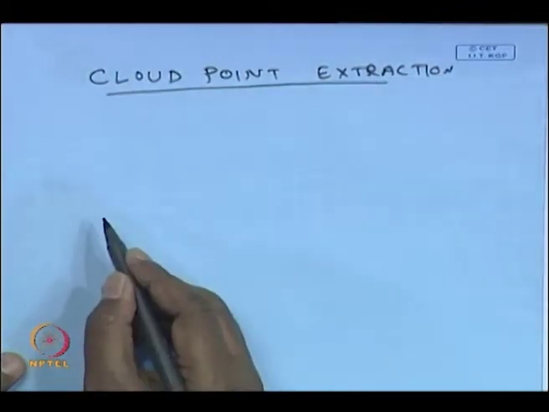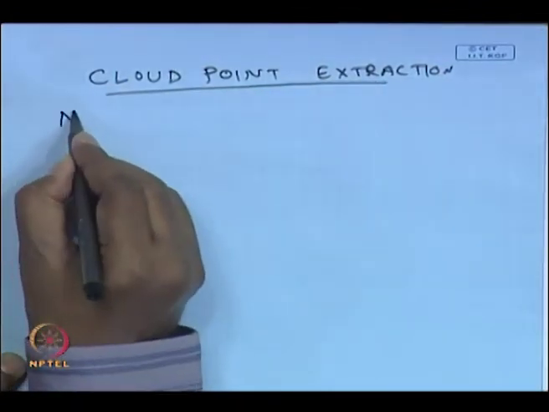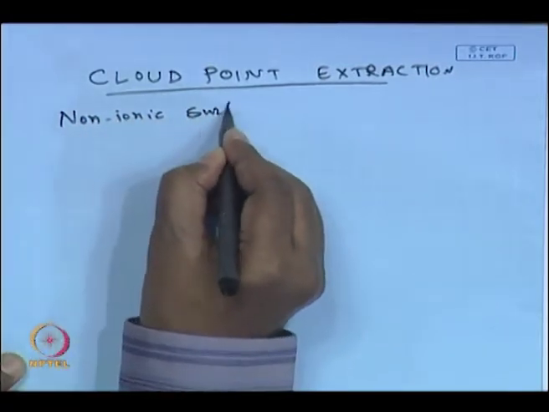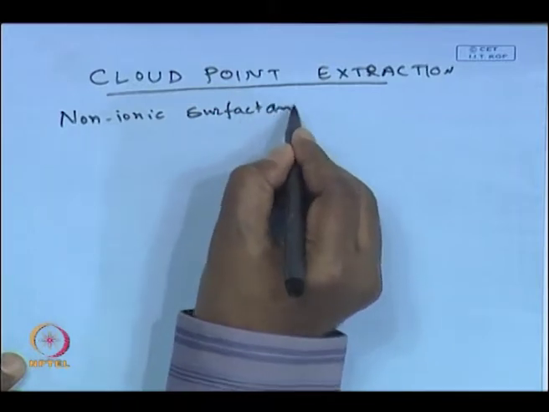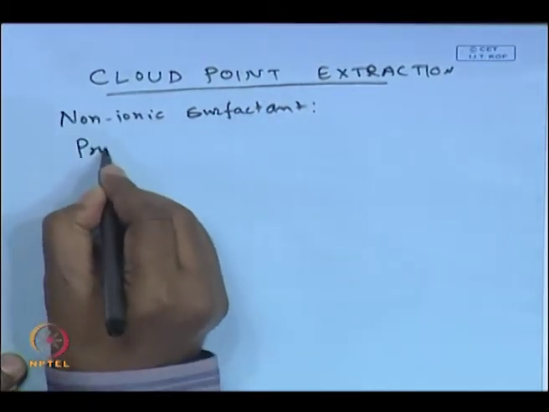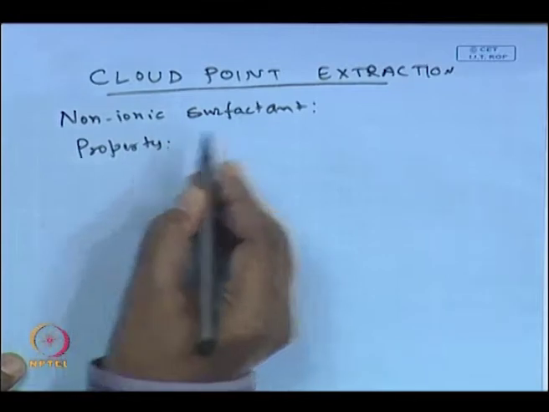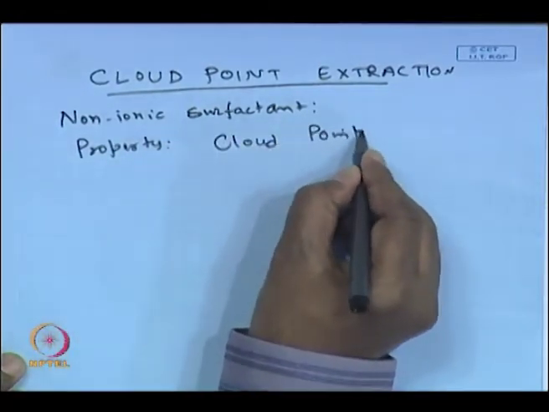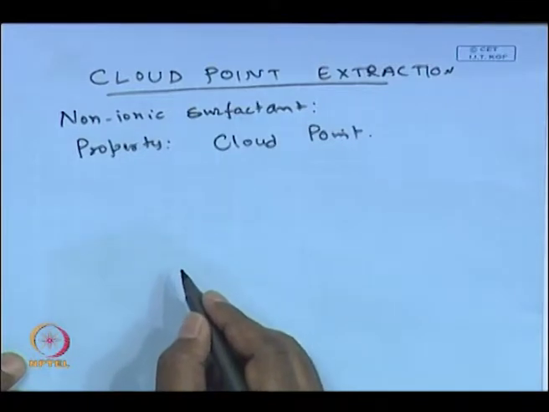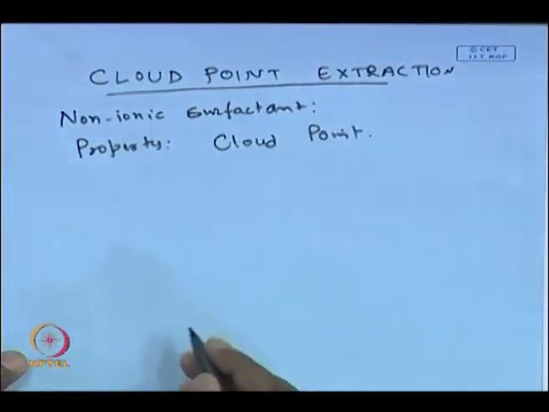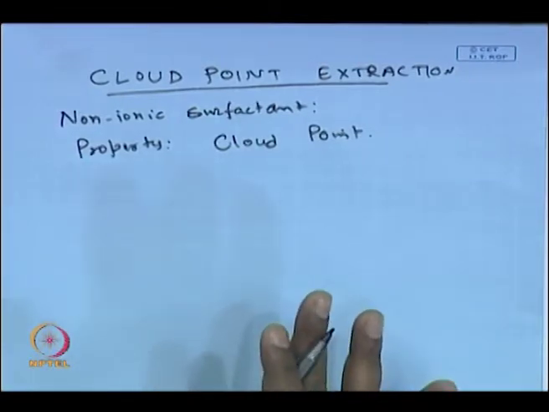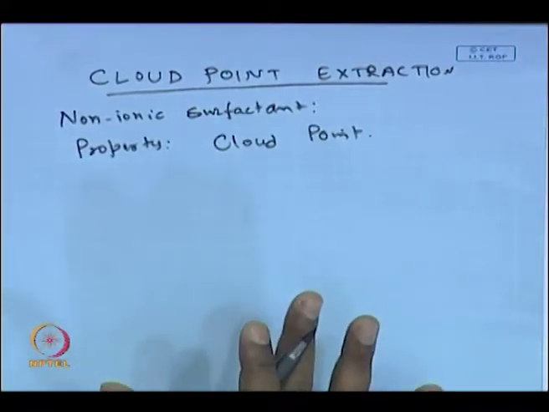This is another property of the non-ionic surfactants. These non-ionic surfactants have a typical property, this is known as the cloud point. What is a cloud point? It is when you increase the temperature of an aqueous solution of a non-ionic surfactant. All these surfactants are basically surface active agents, they are soluble in water, aqueous solution.